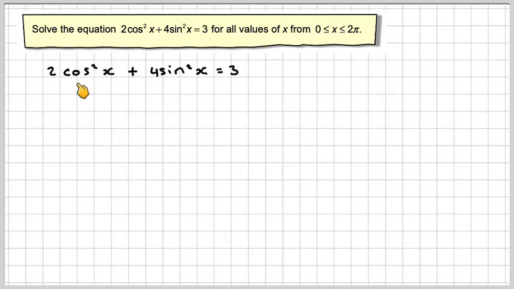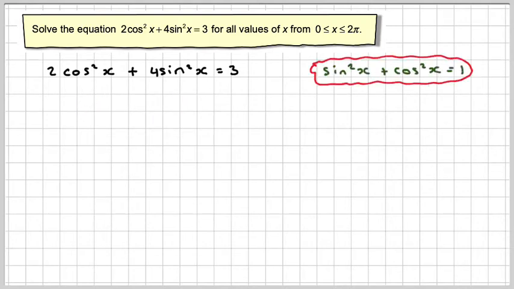Now, the problem is we've got two variables. One is cos x and one is sine x. Now, there's an identity that connects cos squared and sine squared together, which is sine squared x plus cos squared x is equal to 1. The idea of using this is to try and make the variables the same. So I could either change that one or this one, but I'm going to use cos squared x is equal to 1 minus sine squared x.